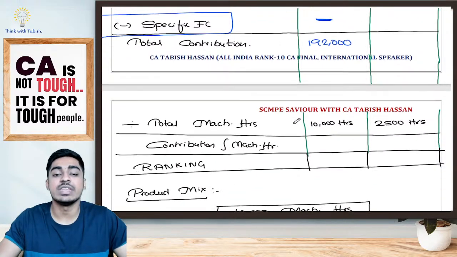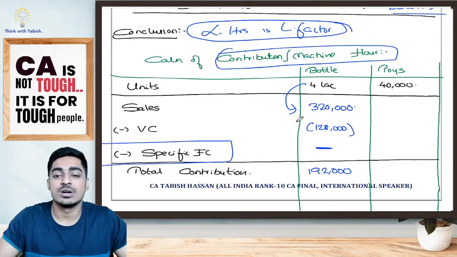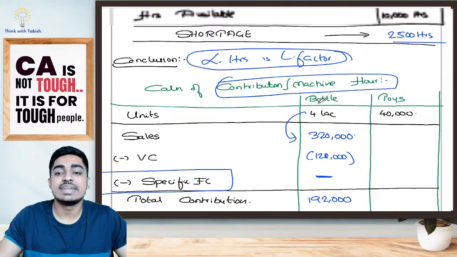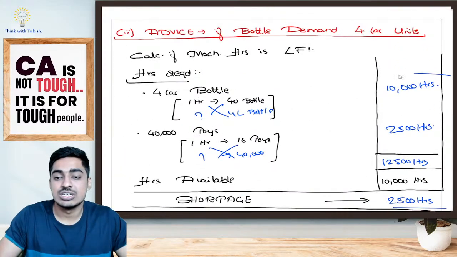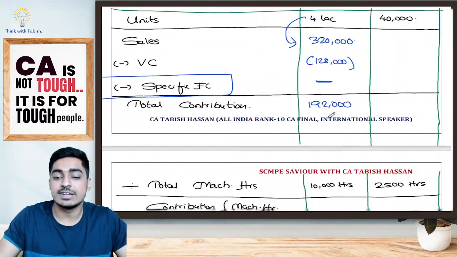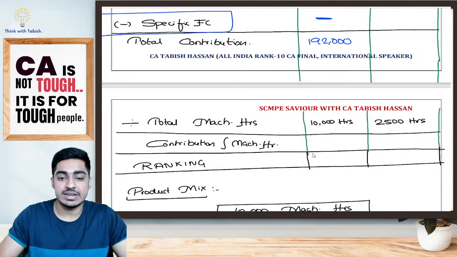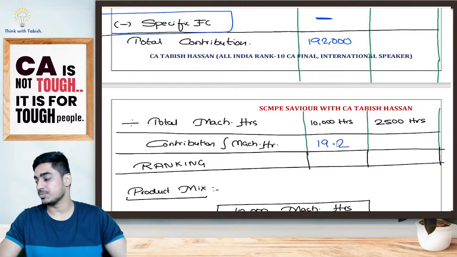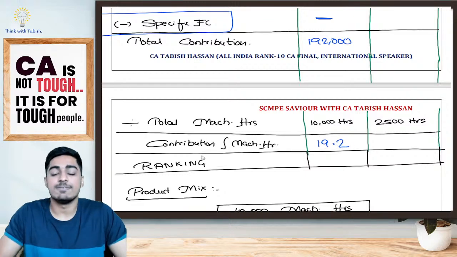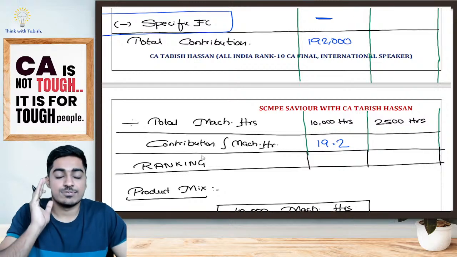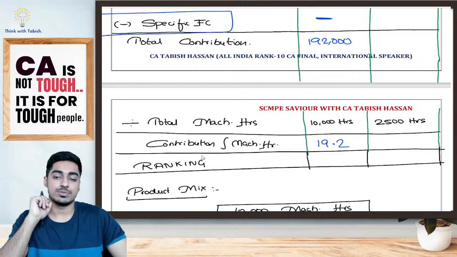It is by working how many hours? If we have to produce bottles, we have to work for 10,000 machine hours. If we work for 10,000 machine hours, we'll be getting 1,92,000. So per machine hour, how much will we be getting, students? Per machine hour, we'll be getting 19.2 rupees. Is it clear? If we work for 1 machine hour, from the bottle we are getting 19.2.